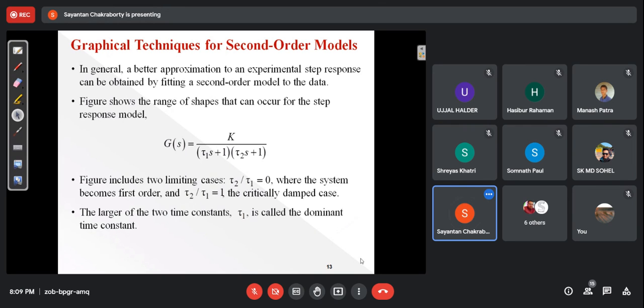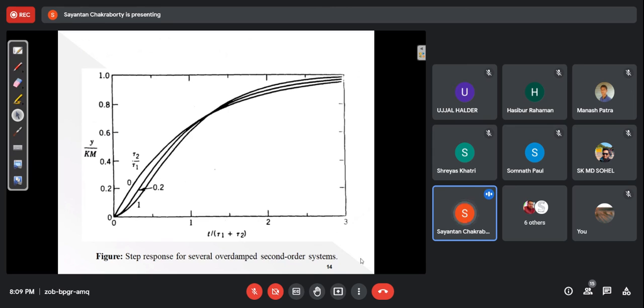And otherwise, for different tau 1 and tau 2, there are different dampings. The larger of the two time constants is called the dominant time constant. It will dominate the response. So from this nature of the response, there's a way of calculating graphically by assuming tau 1 to be the dominant one, we can obtain a first order model. Then you can incorporate the effect of tau 2.